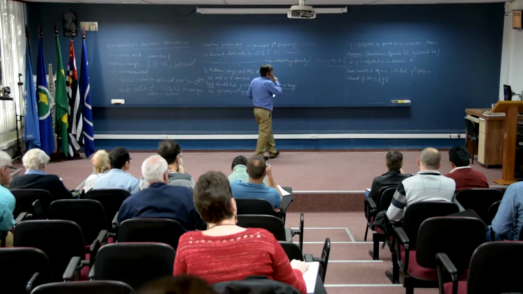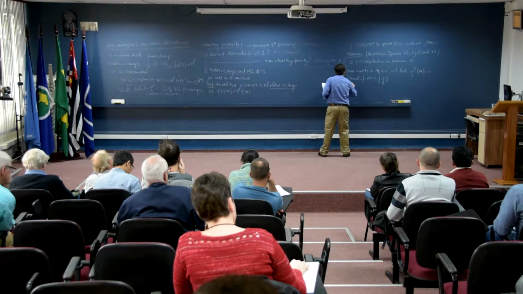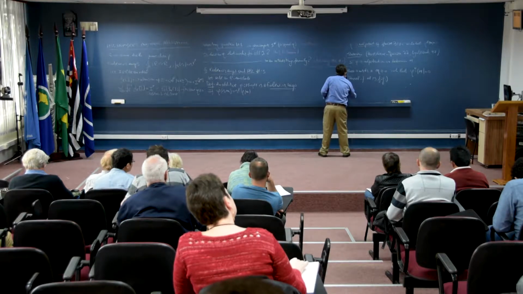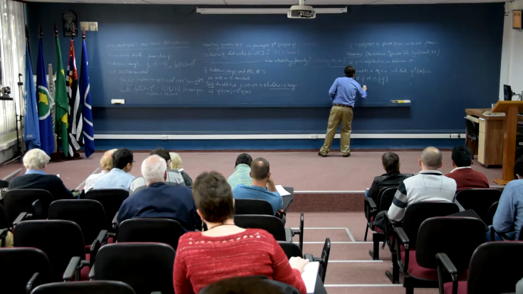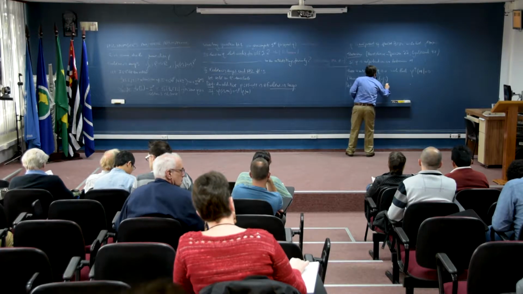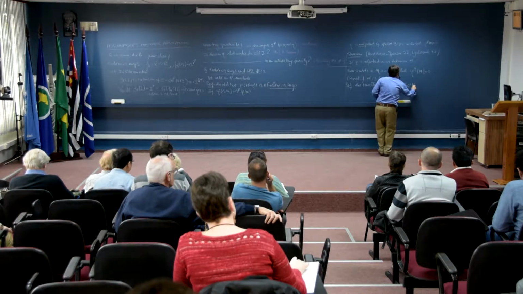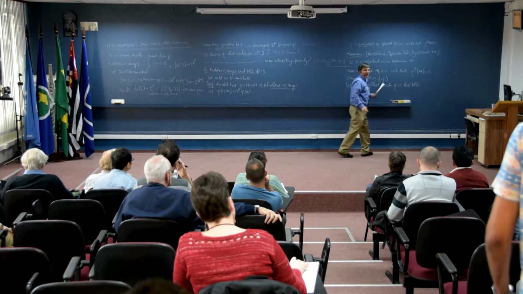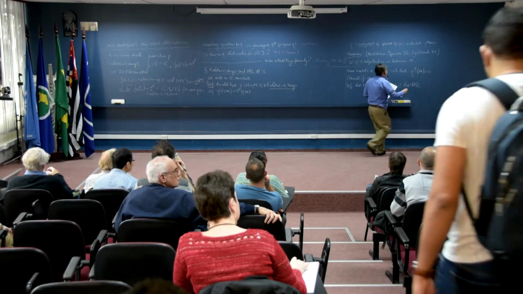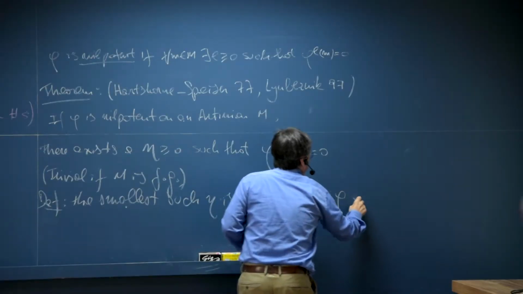Now, let me have a look at these numbers again. I want to define the HSL number, which is what is mentioned in the title of this talk. The smallest such eta is the HSL number of phi on M. Now you know why it's called an HSL number: Hartshorne-Speiser-Lubeznik.